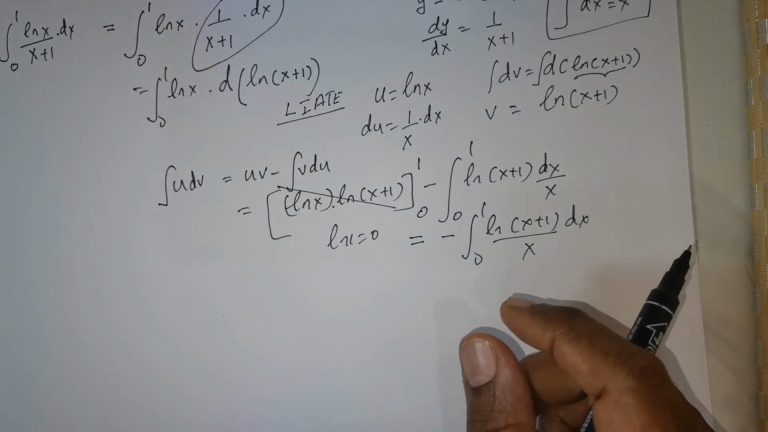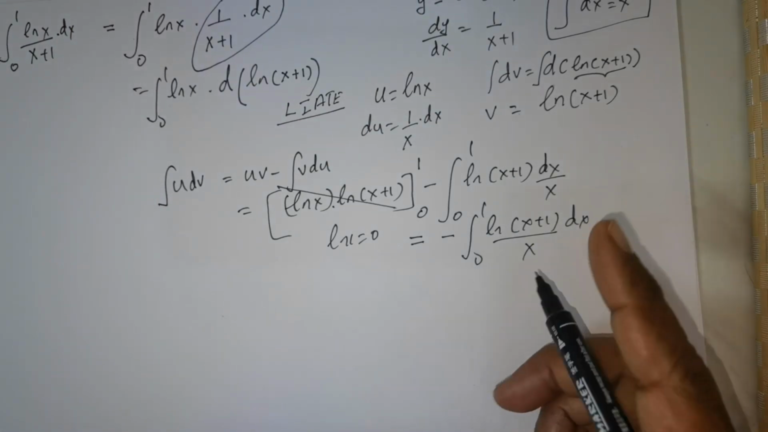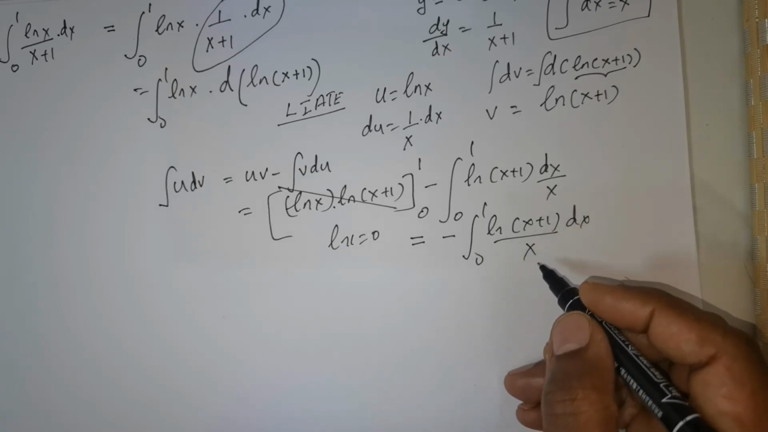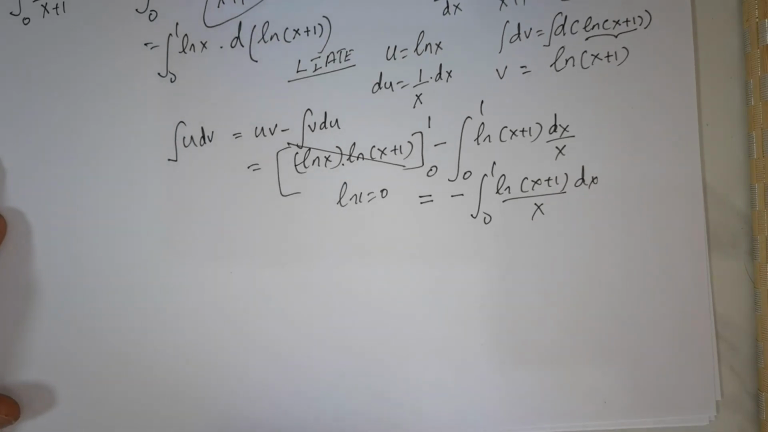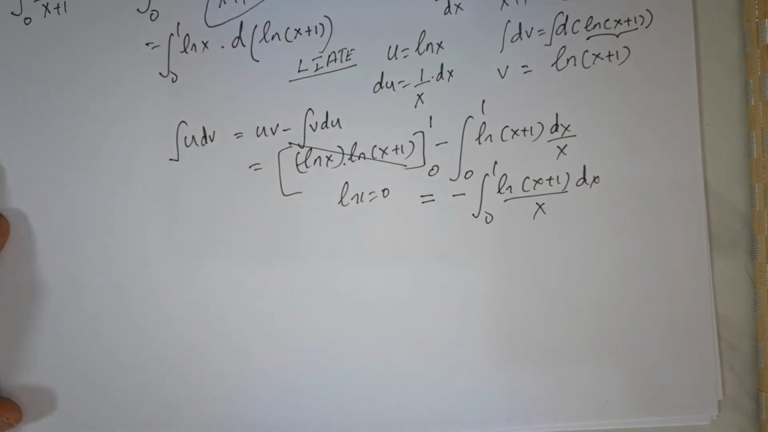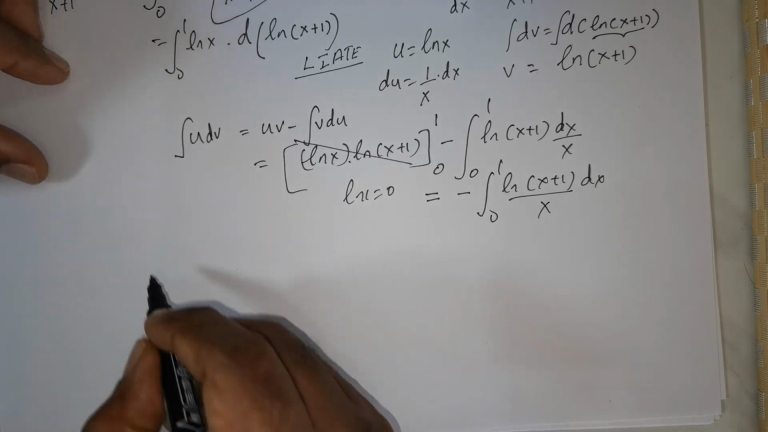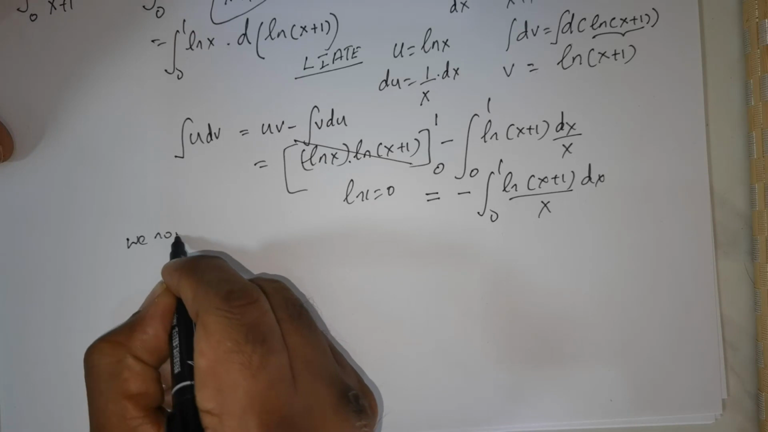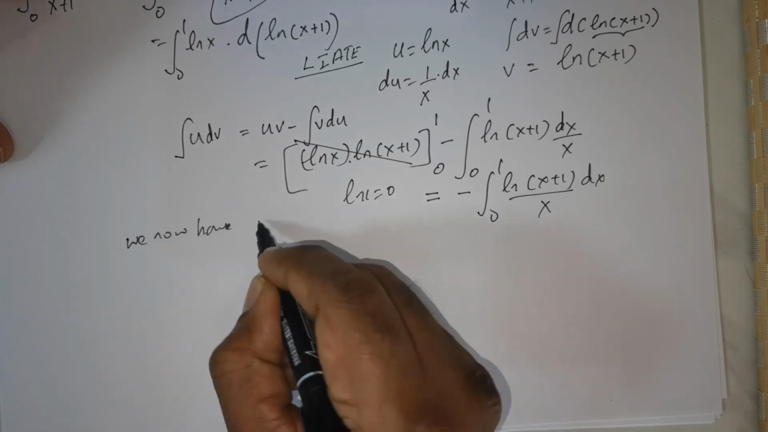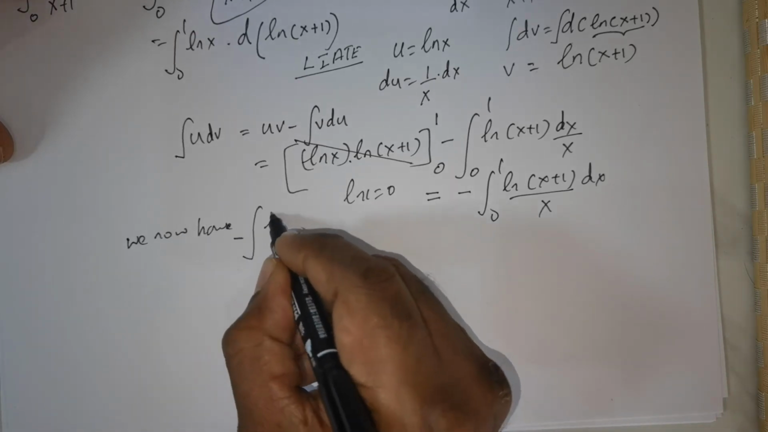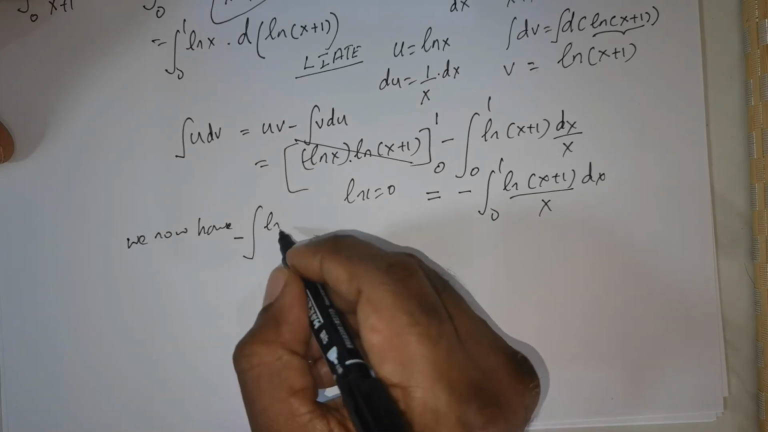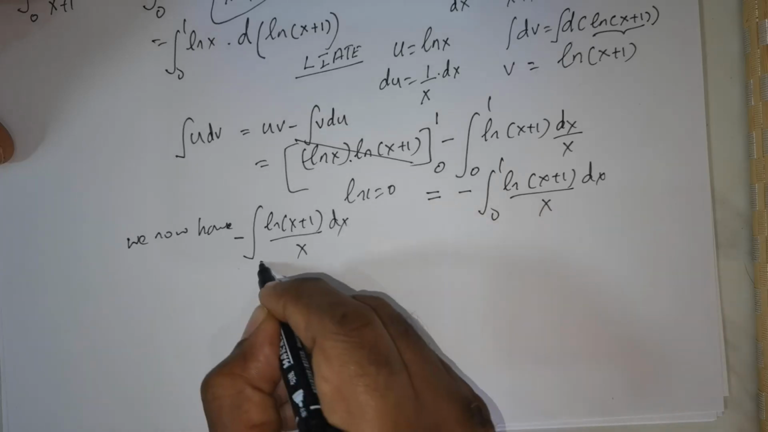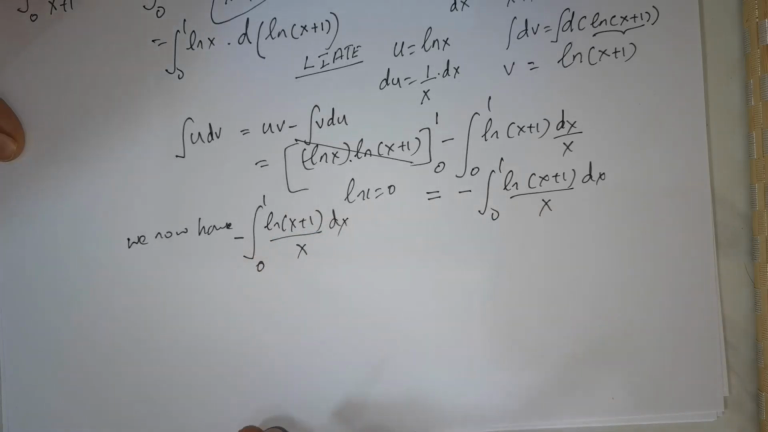Now you will have to integrate this. Now the question is, how are you going to integrate this quantity? So let me show you how to integrate this. Let me write this down. We now have negative the integral of ln of (x + 1) divided by x times dx, 0 to 1. We need to integrate this quantity.